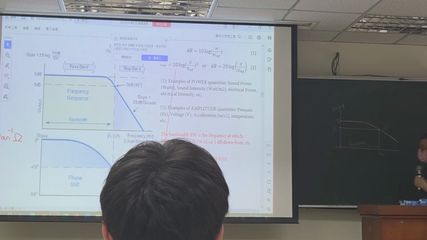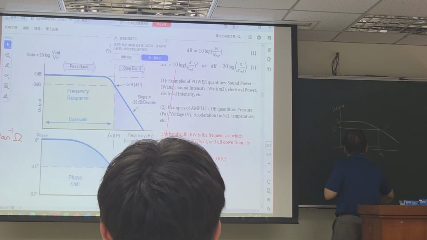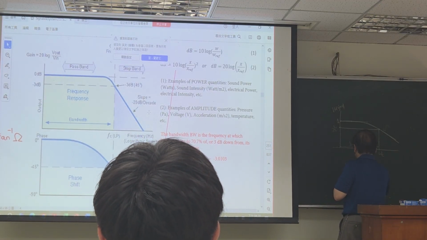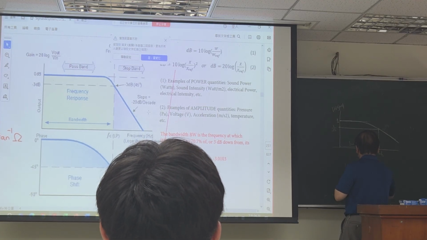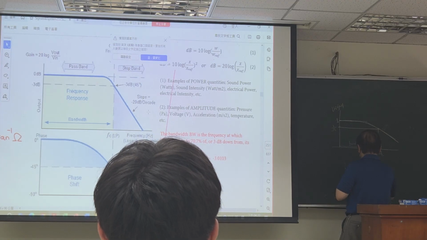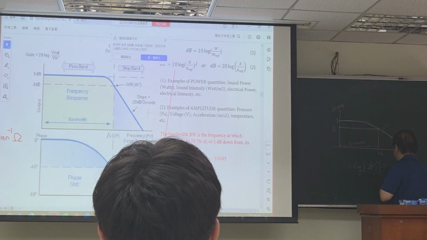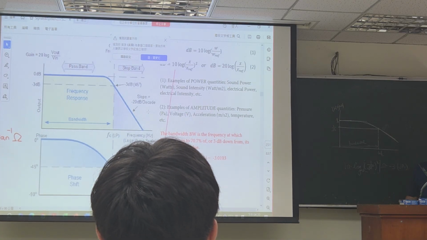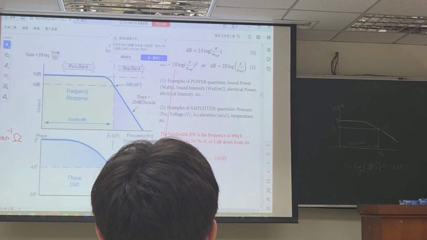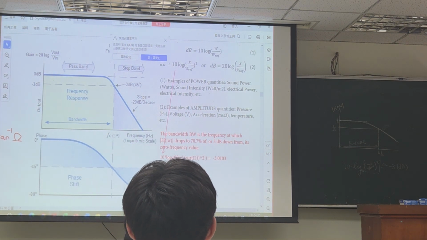So it's given by, I've given you this one, 10 times log base 10 of 1 over the square root of 2, quantity squared. You can find this is roughly equal to negative 3 dB. All right, so that's the Bode plot.